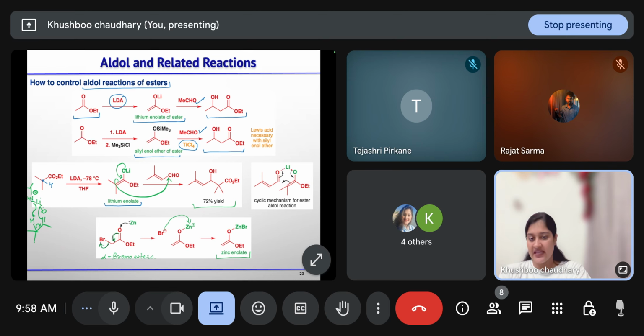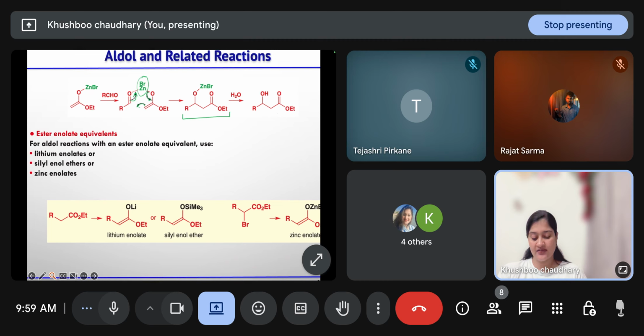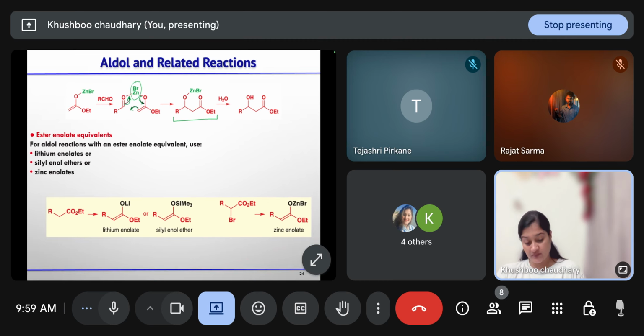After the formation of this zinc enolate, it will react with aldehyde. A similar kind of mechanism was there, where oxygen of the aldehyde will coordinate with zinc, and then through a cyclic mechanism this species will generate first, and on hydrolysis you will get this beta hydroxy ester. So the Reformatsky reaction is where you treat your alpha bromo esters with aldehyde in the presence of zinc, and we will get beta hydroxy esters.